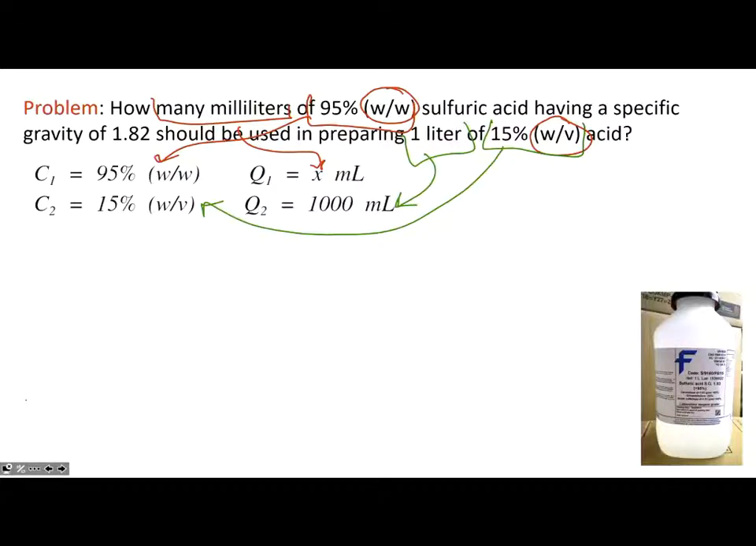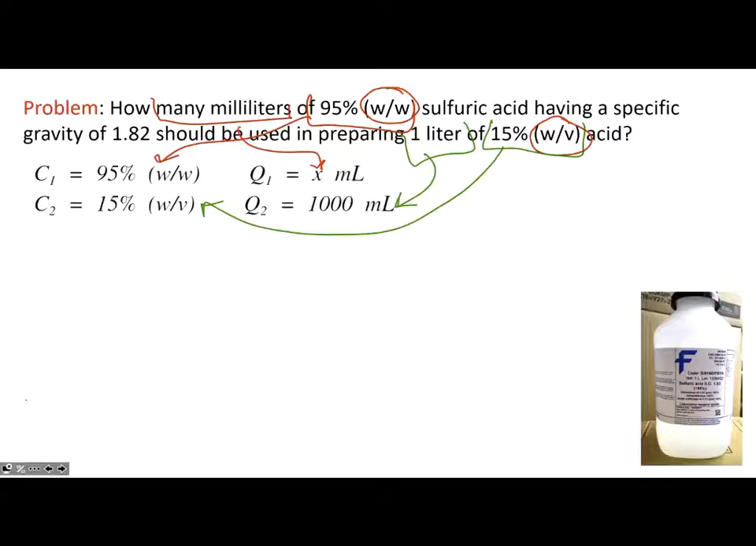Take a moment, make sure you, and again, the units at this point don't have to match, but set up what's given to me in the question. I was given a 95% weight per weight for the concentration and an unknown amount of milliliters. That's x. And I was told I want to make a 15% weight per volume concentration and a final quantity of 1,000 milliliters for 1 liter. All right?